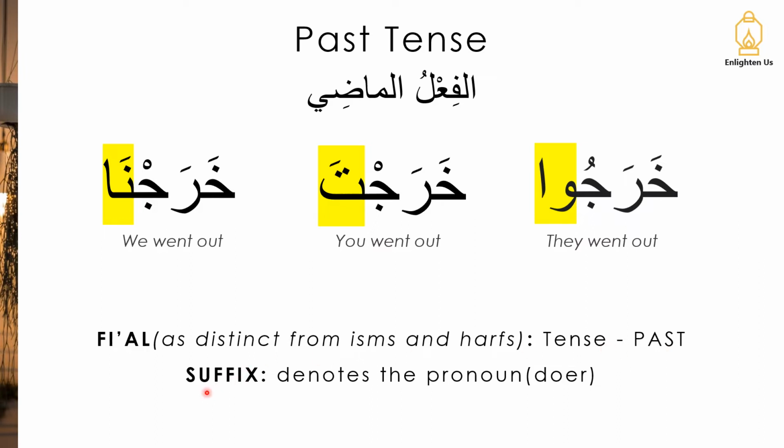Also, the suffix differs between each of the three words because in each case the suffix denotes the pronoun. That is to say, it tells us who is taking action, who is doing the action. So in terms of خرجوا, they went out. خرجت, you went out. خرجنا, we went out. Let's take a moment to recap the pronouns before having a look at our wider chart.